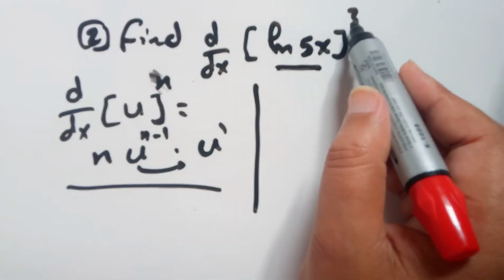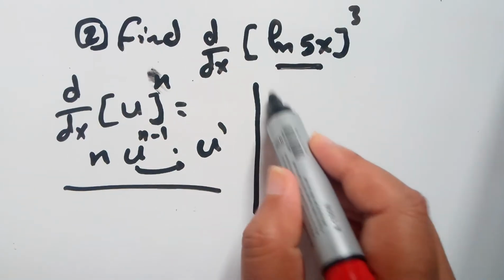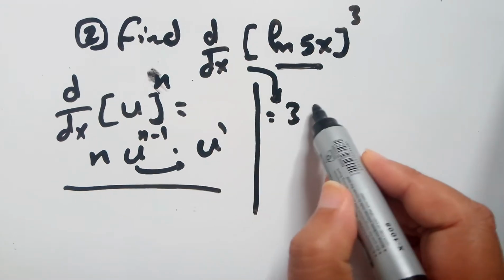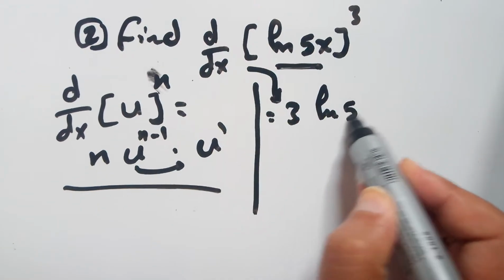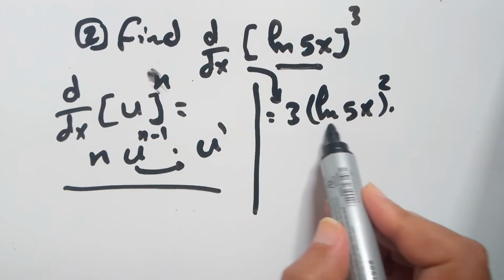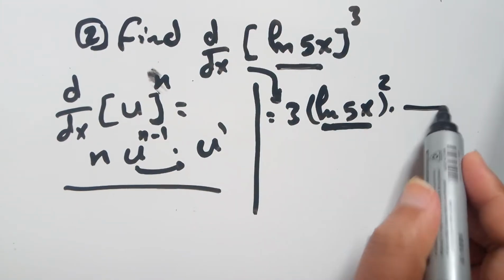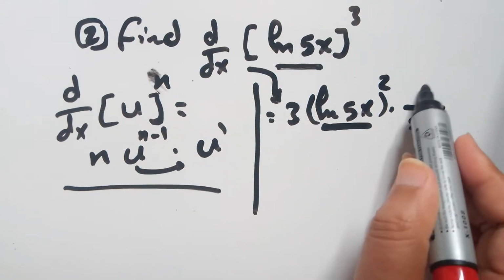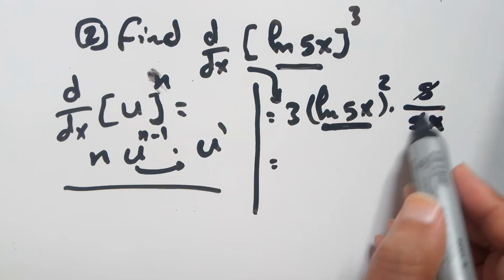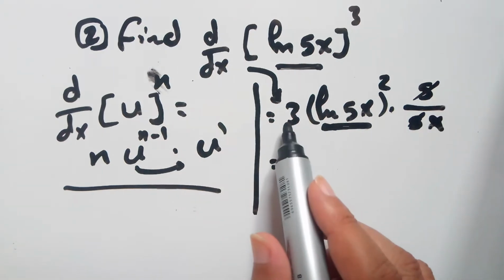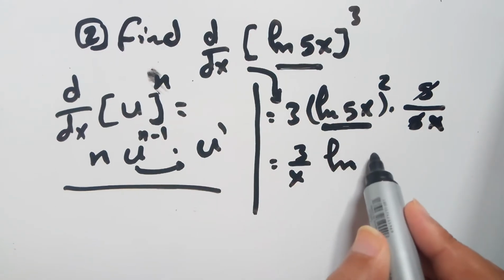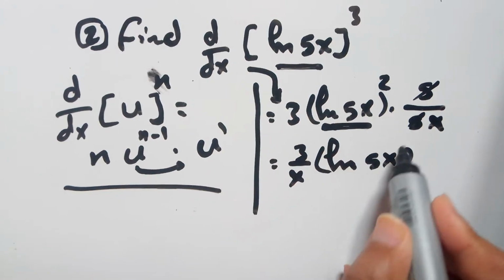Then here you will bring down the power 3, ln 5x to the power 2, subtract 1, multiplied by the derivative for ln 5x, then write 5x down and its derivative up. Then it will be 3. 5 cancelled here, then you have 3 over x multiplied by ln 5x all squared.